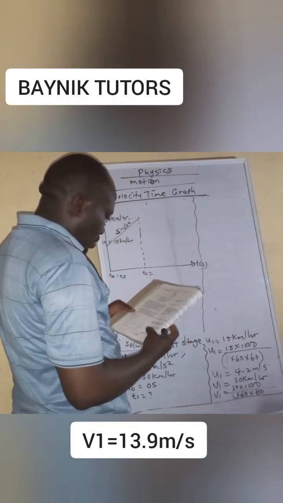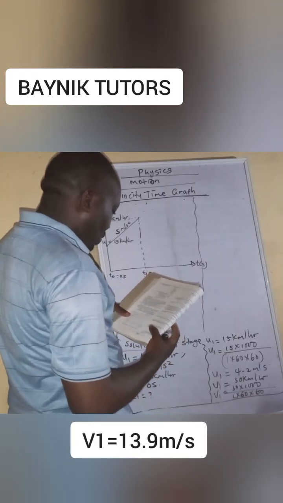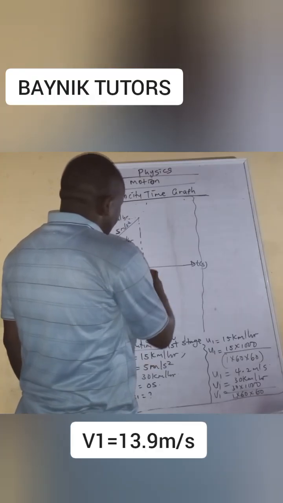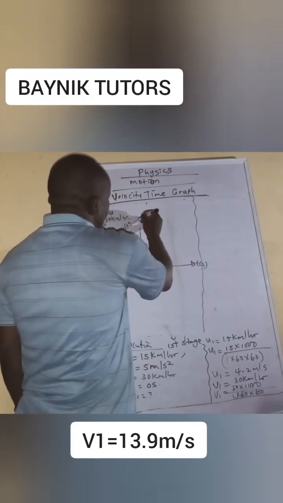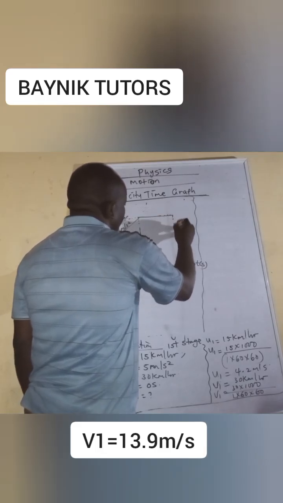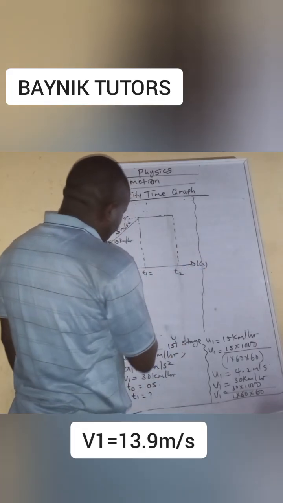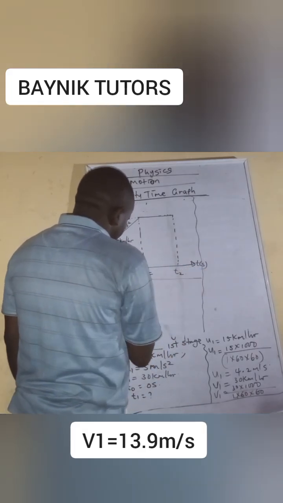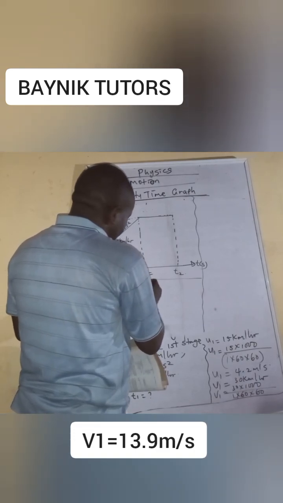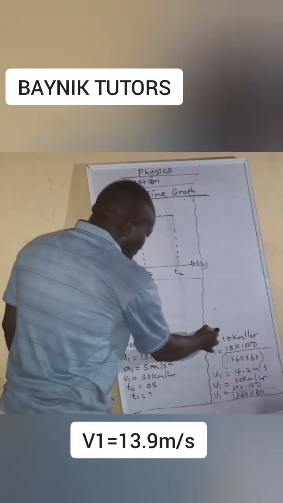So it maintains this speed, maximum velocity of 30 km per hour, for the next 2 minutes. We don't know the value of this, but they said it's for the next 2 minutes. So let's draw this out. In calculating this, we discover that our V1 is 13.9 meter per second, with the initial calculation we had there. So let's proceed with our work.